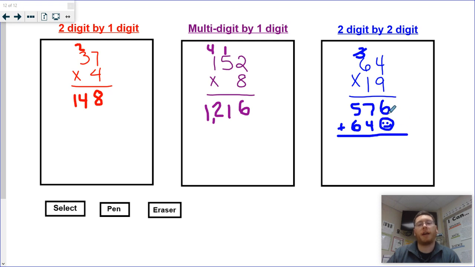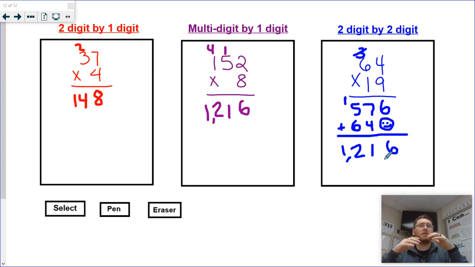So now I can start adding them up. 6 plus 0 is 6. 7 plus 4 is 11. 6 plus 5 plus 1 is 12. And look at that. We got the same exact answer over here that we did over here. I did not do that on purpose. So we have 1, 2, 3, put my comma. Okay. All right. So that is 2-digit by 1-digit multiplication, multi-digit by 1-digit multiplication, and 2-digit by 2-digit multiplication.